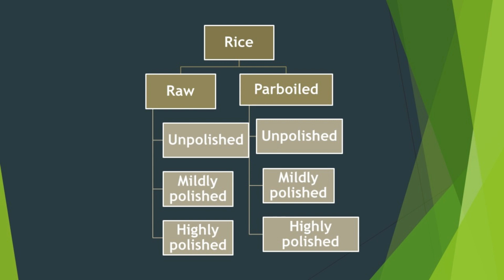And these rice varieties can be further categorized into unpolished, mildly polished or highly polished based on the extent of milling. So, unpolished parboiled rice varieties have the lowest glycemic index, while highly polished raw rice varieties have the highest glycemic index. So we have to select the proper rice variety for good glycemic control.